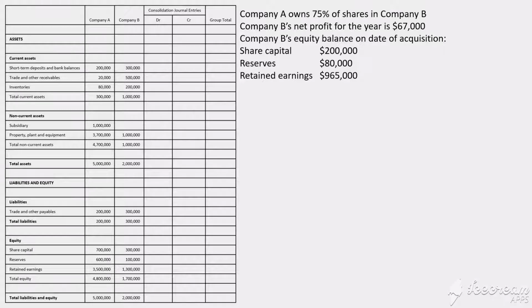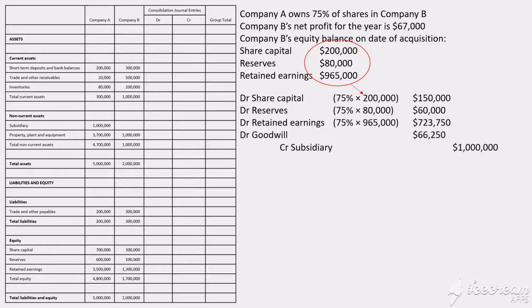The consolidation journal entry to eliminate the subsidiary account is debit share capital, debit reserves, debit retained earnings, debit or credit goodwill, and credit subsidiary. And the figure to use in the calculation is the balance on the day of acquisition.